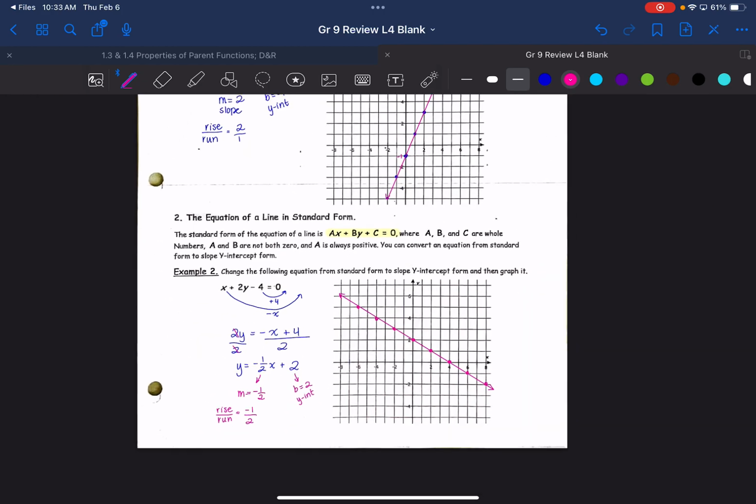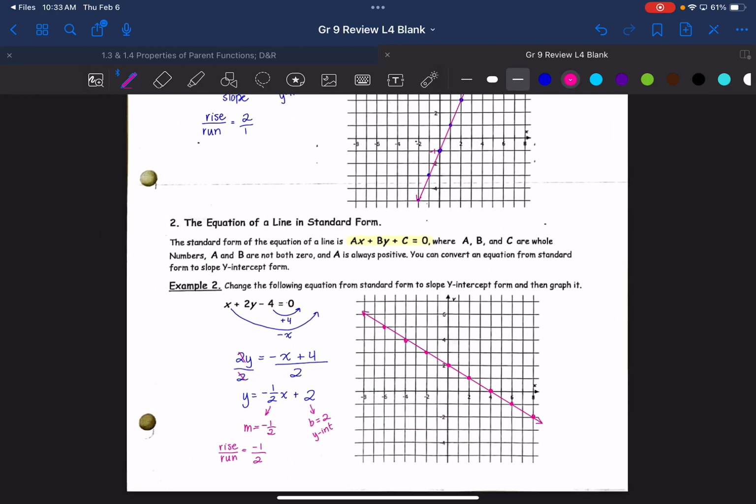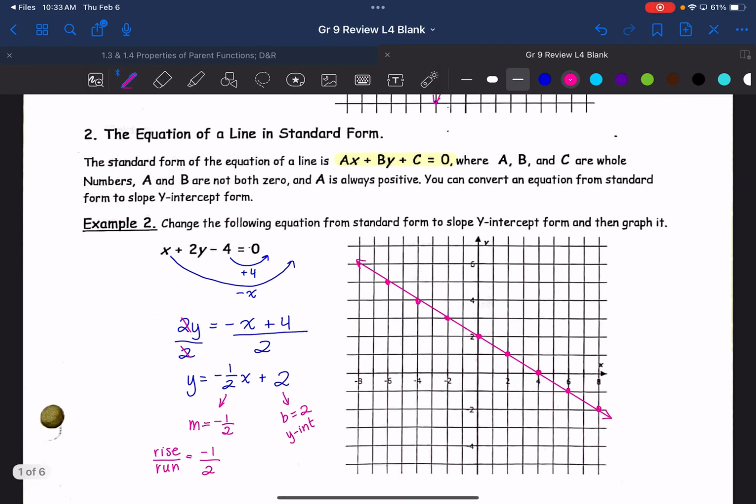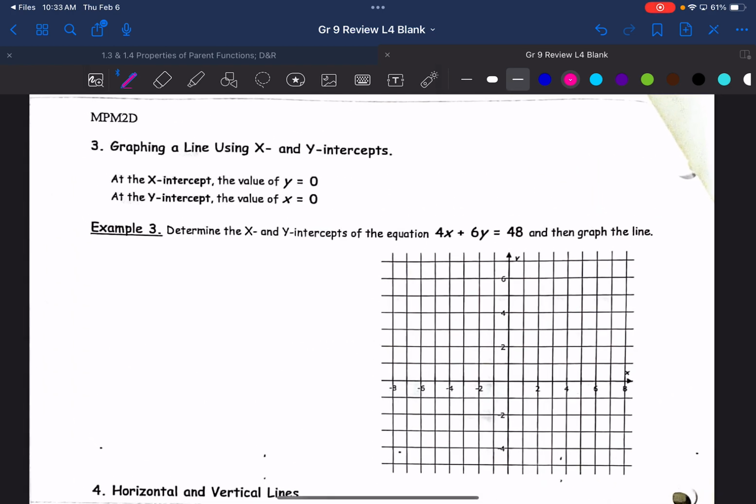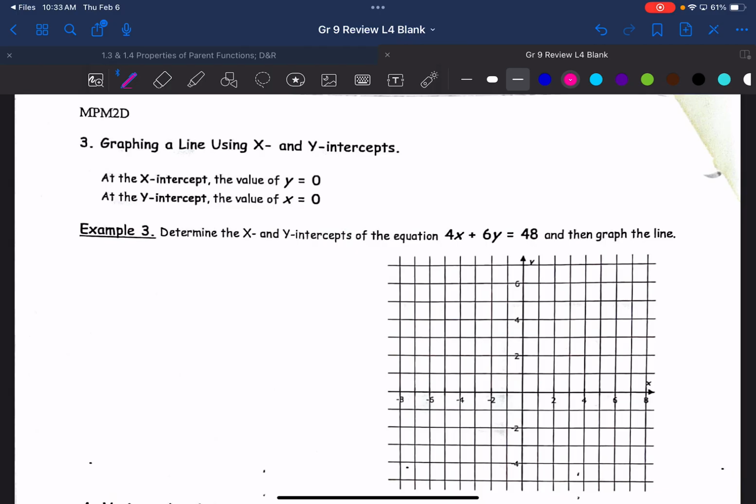Cool. I'm okay to flip, or are we still copying? Are there any questions? Anything you want to clarify? No? Okay. Flip.